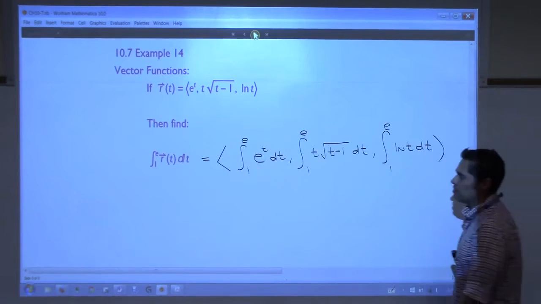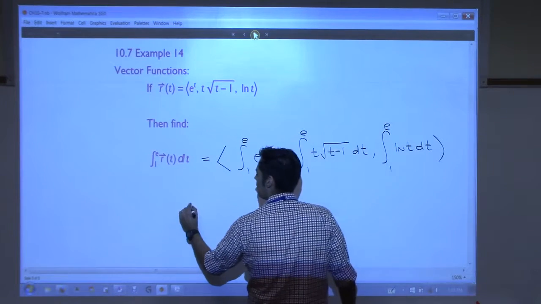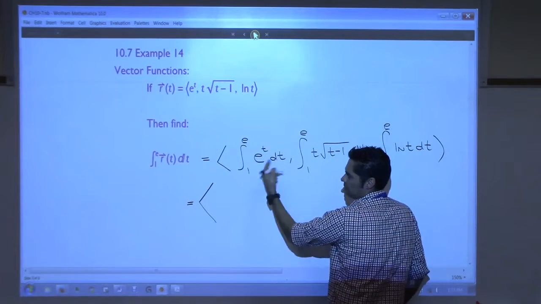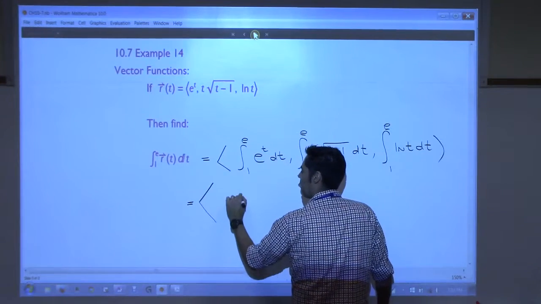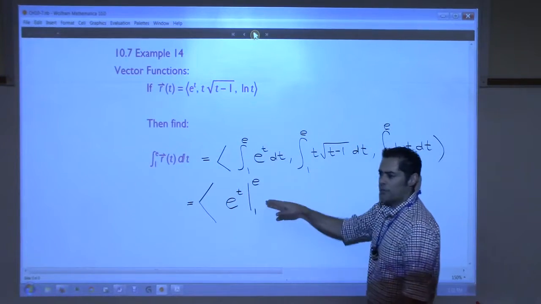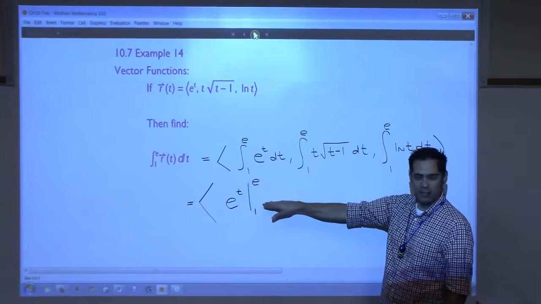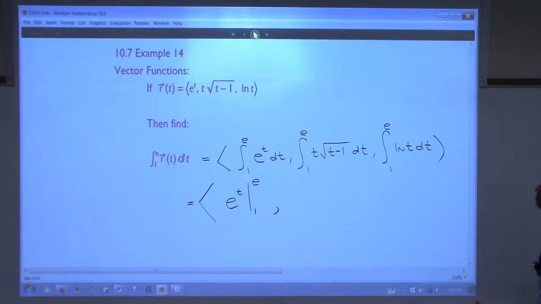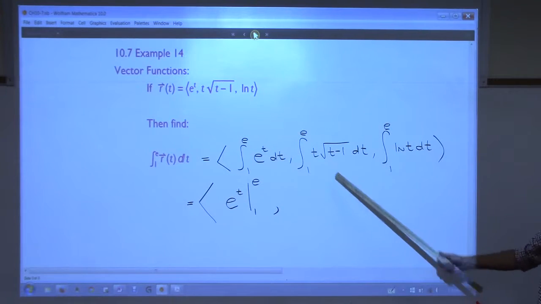I think some of these are easy though, right? What's the antiderivative of e to the t with respect to t? Itself, e to the t. And then I'm evaluating from 1 to e. You all comfortable with this notation? Yes? All right, and then the next one, how would you do that one? Where are my integral specialists in here? Any integral specialists? Integration by parts?